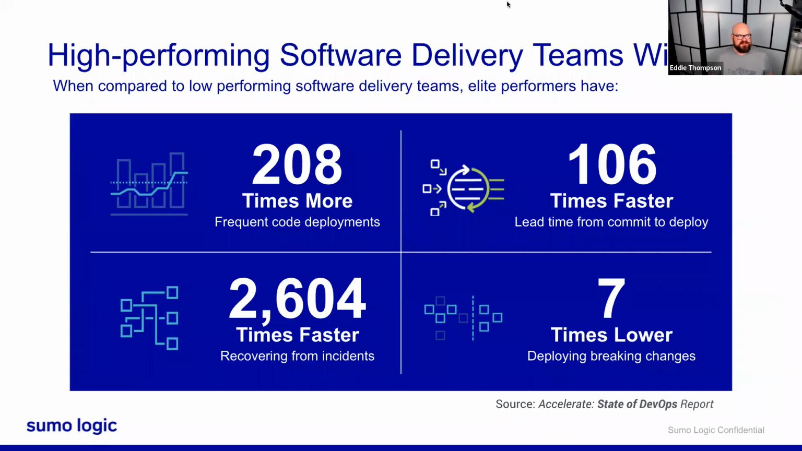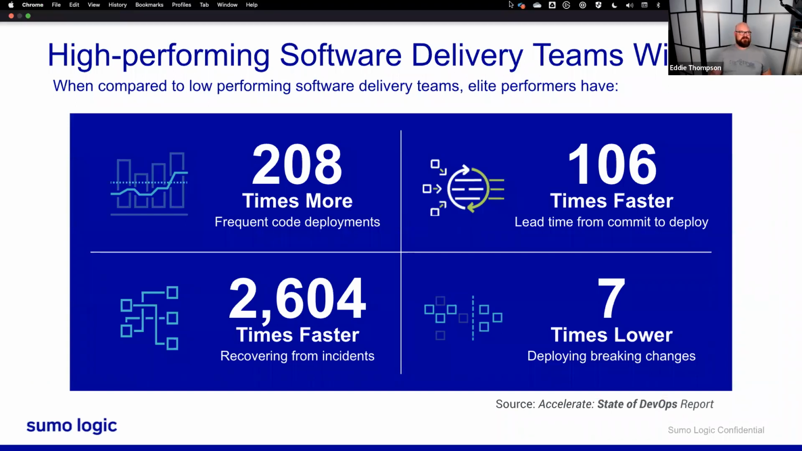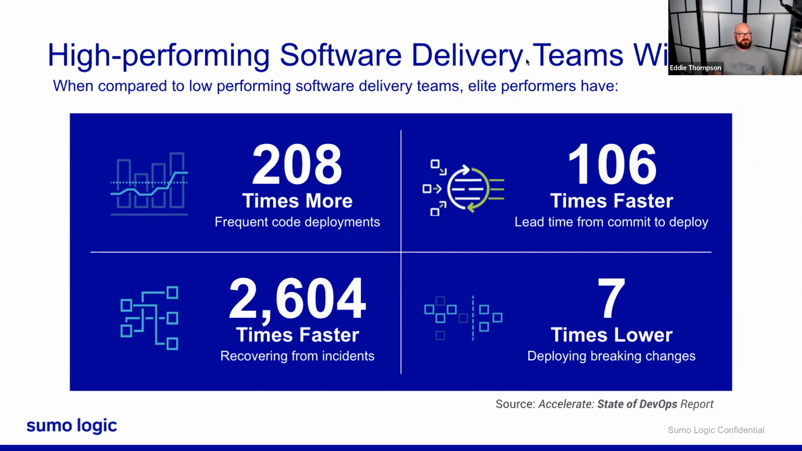And the why of this is that high-performing software delivery teams win. When compared to low-performing teams, elite performers deploy code much more frequently. Their lead times from commit to deploy are far shorter, 106 times faster. They recover faster from incidents, and they deploy 7 times lower breaking changes to production.